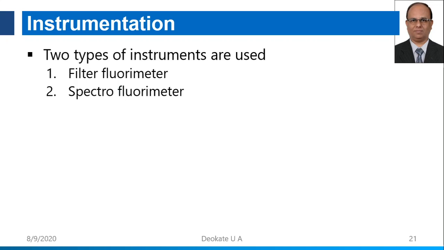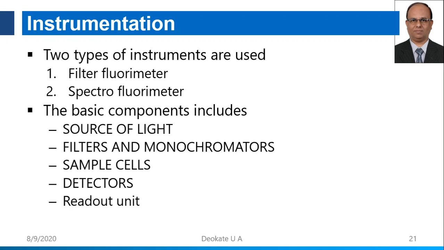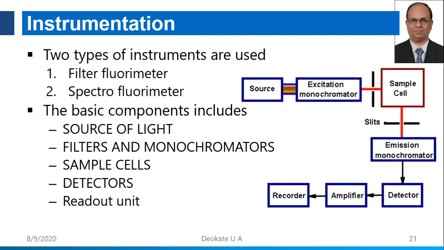There are two types of instrument used in fluorometric measurement. One is the filter fluorimeter, and the other is the spectrofluorimeter. The basic components of any instrument include the source of light, filters and monochromators, sample cell or sample holder, detector and readout unit. This is the block diagram for any instrument, either a filter fluorimeter or a spectrofluorimeter.